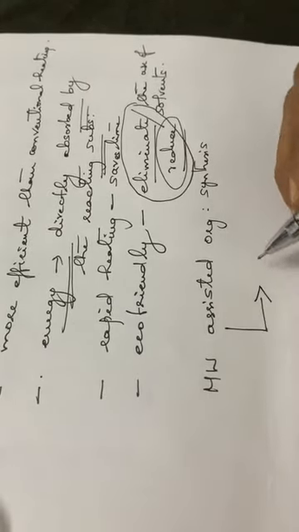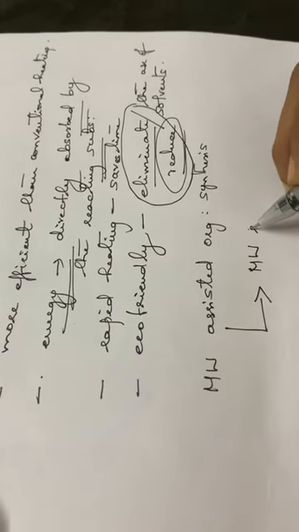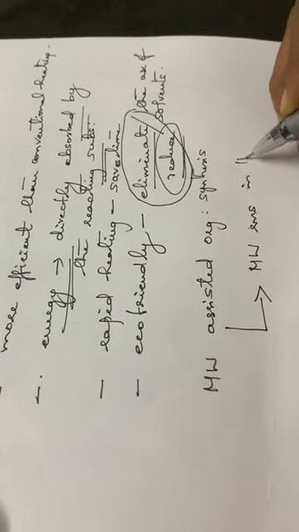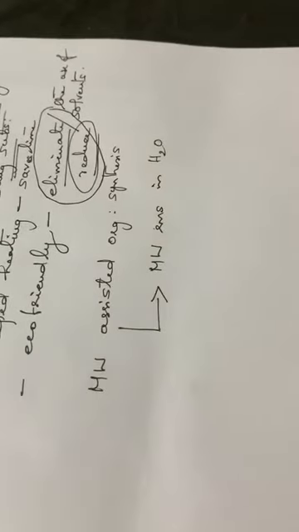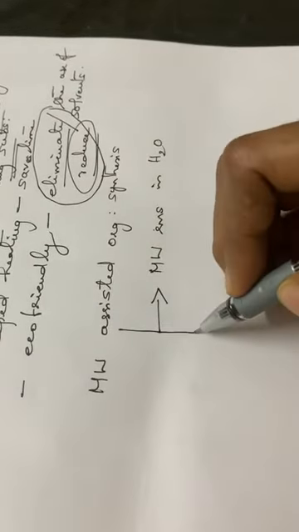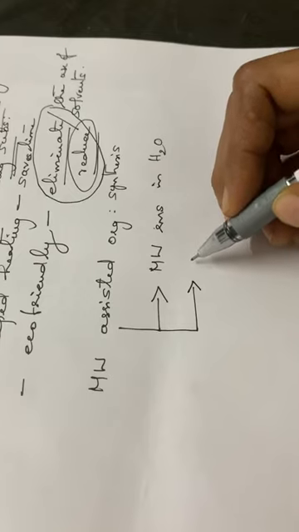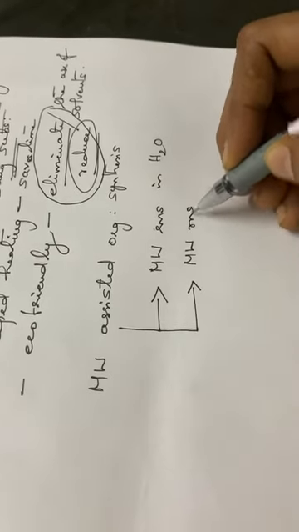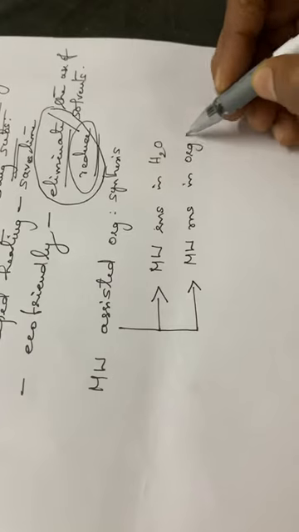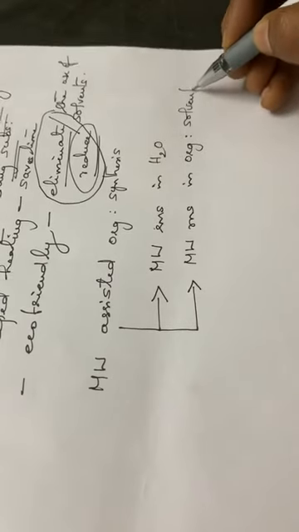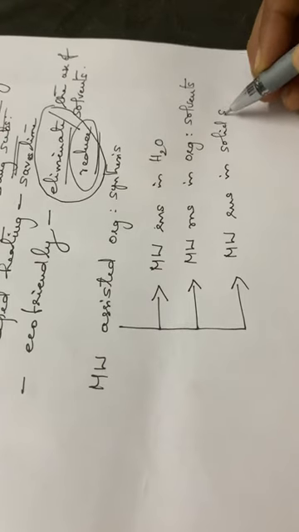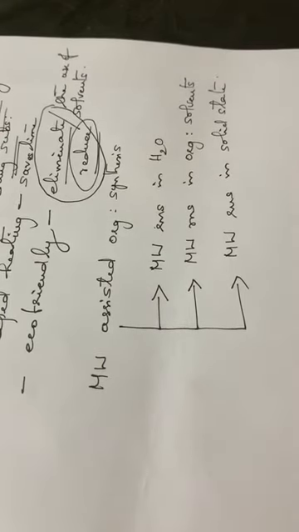The first one, that is the microwave assisted reactions in water. Then the second category, that is the microwave assisted reactions in organic solvents. Then the third one, that is the microwave assisted reactions in solid state. So these are the 3 main classifications of microwave assisted organic synthesis.